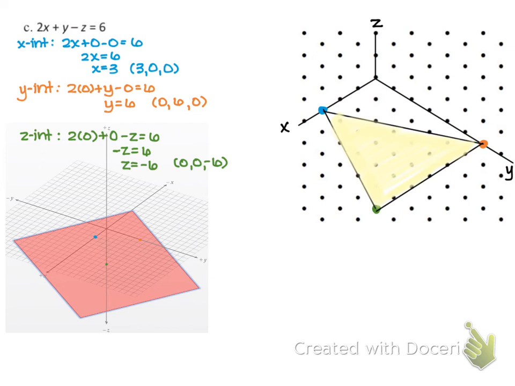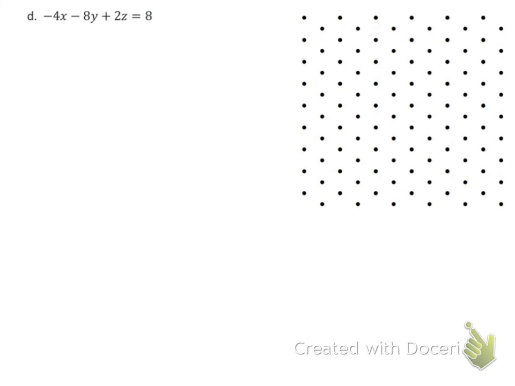Okay, we have one more of these. So let's go ahead and take a look at the next one. And actually, based off of this, you might want to try doing it yourself. So maybe pause the video, see if you can find the intercepts yourself, and then see if you can plot the points. And then come back and check.